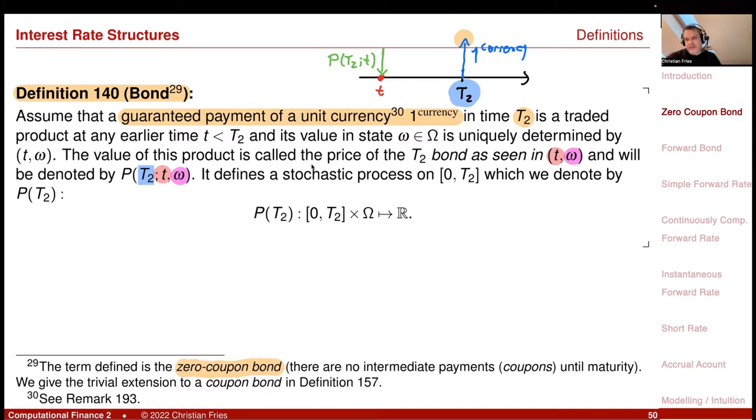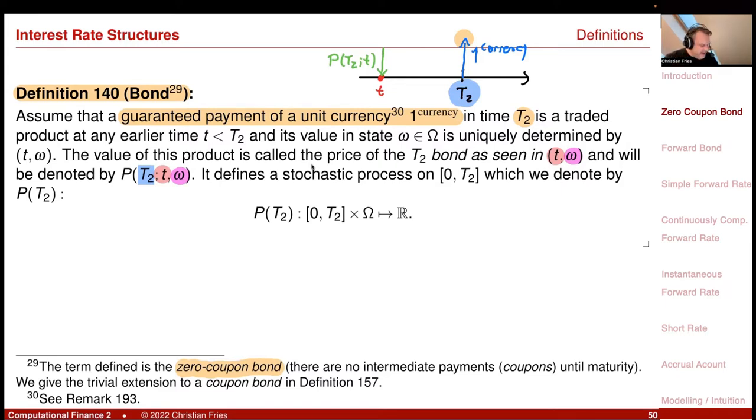All these could be different stochastic processes for different times capital T2. Is this a good object to build a model upon? Maybe not, because it has the same problem: if the maturity capital T2 of one product is very close to the maturity of another product, say capital T1, then I would expect a high correlation between these two products, because they have a very similar payment time, especially if little t is far away from this maturity. And it's maybe difficult to model this effect.